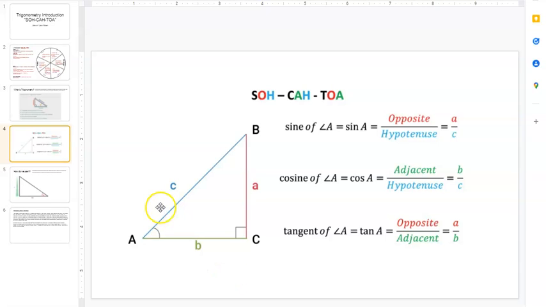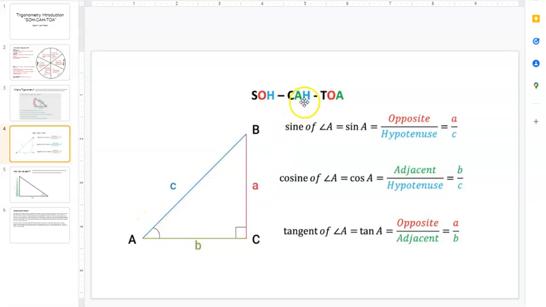The idea is, using these different functions, if we have any two of these pieces of information, we're going to be able to figure out this angle. So if the side lengths that we know are opposite and the hypotenuse, if we know what A is and we know what C is, then we can use the sine to figure out this angle.